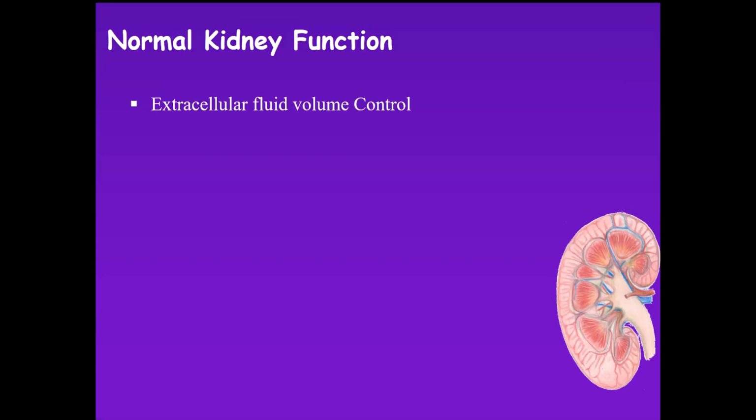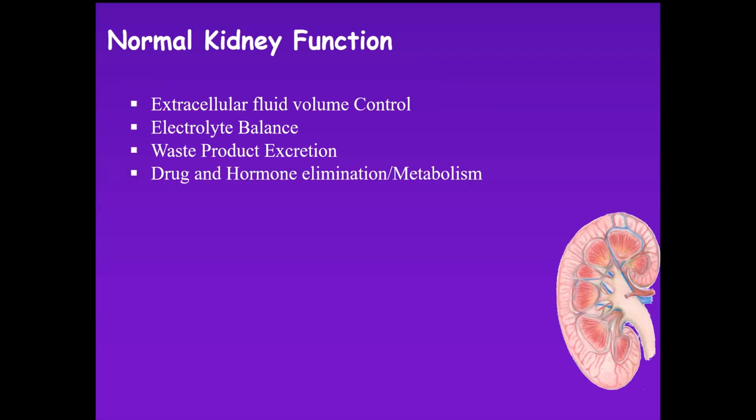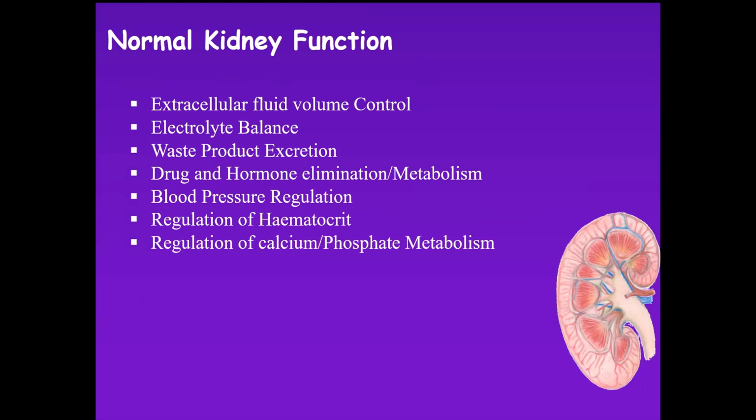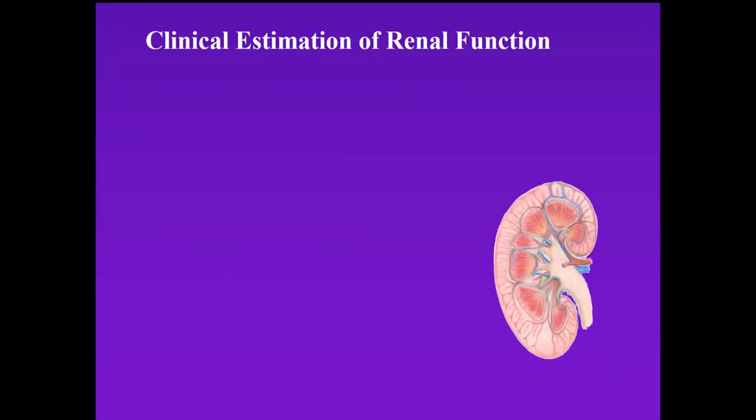It has extracellular fluid volume control, controls electrolyte balance, and waste product excretion. There's also drug and hormone elimination metabolism, blood pressure regulation, regulation of hematocrit, regulation of calcium phosphate metabolism, and vitamin D3 metabolism. Now, the clinical estimation of renal function is important when you're administering drugs.